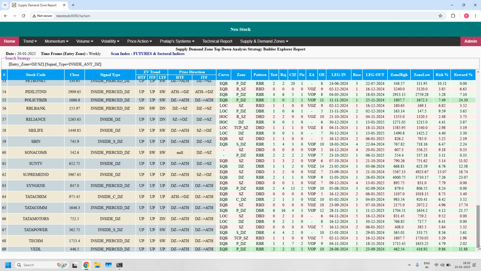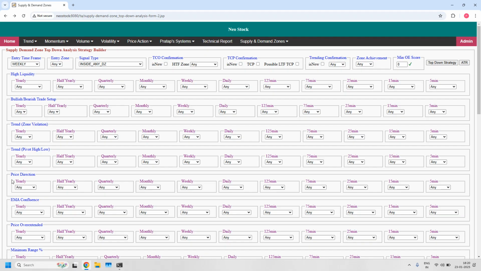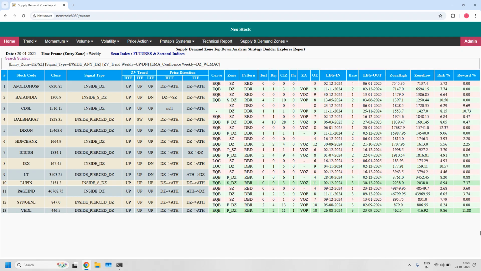So total 69 stocks. Out of these 69 weekly demand zones, how many demand zones are having weekly EMA Confluence? Let's verify. In the EMA Confluence parameter at weekly time frame, I am setting the filter weekly demand zone having weekly EMA Confluence, and trend on weekly time frame should be up or down. So with these filters, out of 67, now the list has come down to 13 stocks. These 13 weekly demand zones are having weekly EMA Confluence and also price closed inside the weekly demand zone.